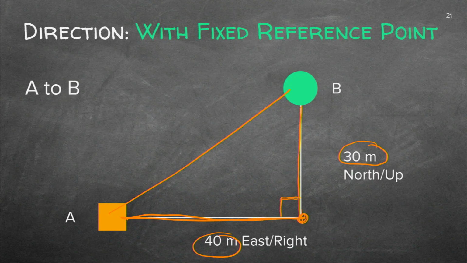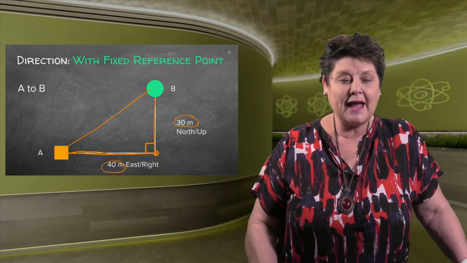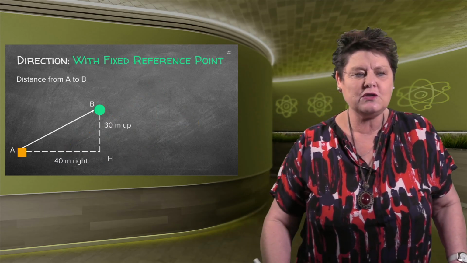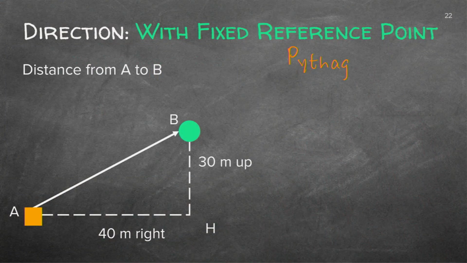Beware, there is a right angle. Does that ring a bell? If you've got a right angle, you can use Pythagoras. And if I can use Pythagoras, I can find one of the sides if I've got the other two. So let's start with doing Pythagoras.